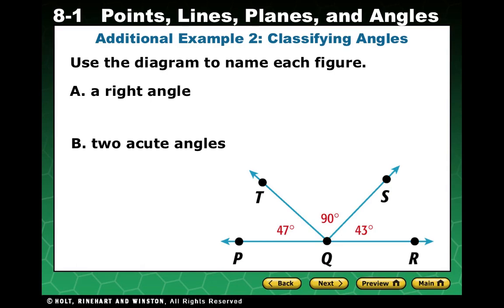Okay, so we're going to be naming each figure. A right angle, so we're looking for a 90-degree angle, and there's one here, and you can call it angle TQS or angle SQT. It needs to include those 3 letters, and Q must be the middle letter. 2 acute angles smaller than 90 are TQP and RQS or SQR.